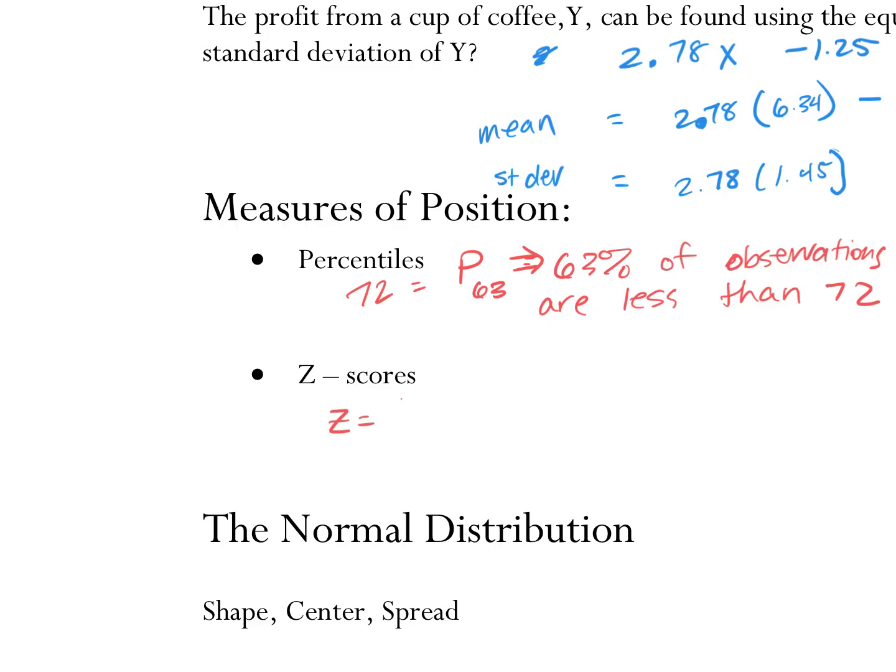Z-scores we calculated by doing the value minus the mean over the standard deviation. And it is the number of standard deviations above or below the mean. For every percentile, there is a z-score. For every z-score, there is a percentile, specifically related in the normal distribution. So if we know something's the 35th percentile, we can figure out how many standard deviations it is below the mean using, say, inverse norm and all those kinds of things.